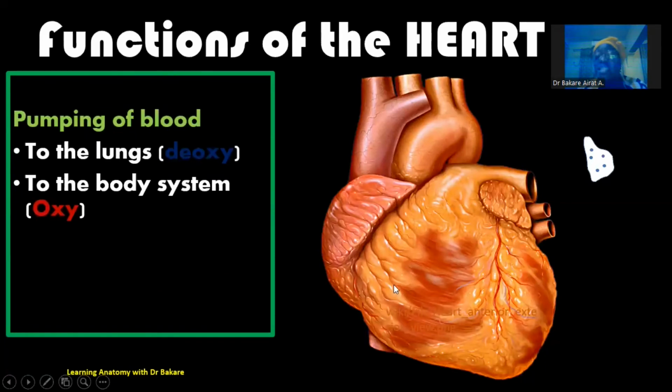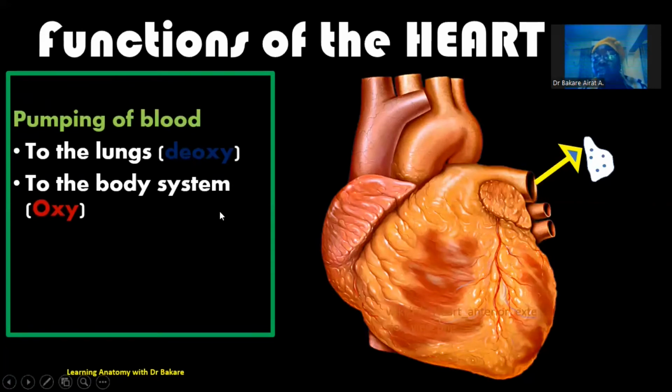So the deoxygenated blood on the right side will be taken up by the pulmonary artery, which is the only artery that carries deoxygenated blood. We know that arteries carry oxygenated blood, except the pulmonary artery, which carries deoxygenated blood. So it takes this deoxygenated blood to the lungs where it will be oxygenated. So this is the heart pumping out deoxygenated blood through the pulmonary artery to the lungs for it to be oxygenated. That is an aspect of pumping out blood.